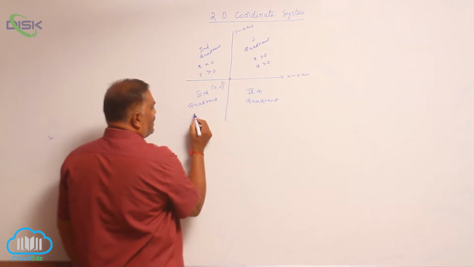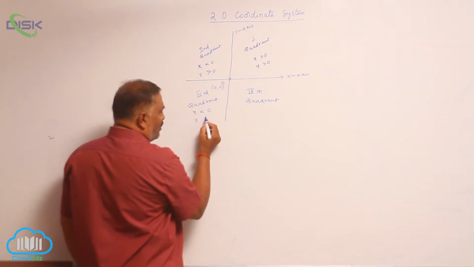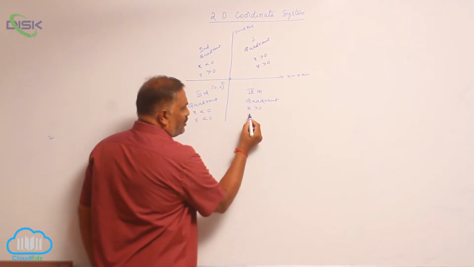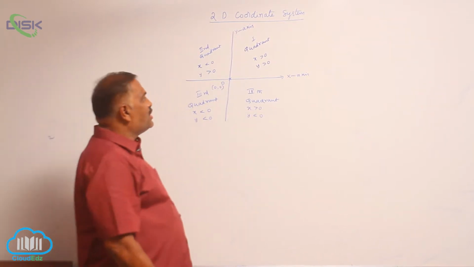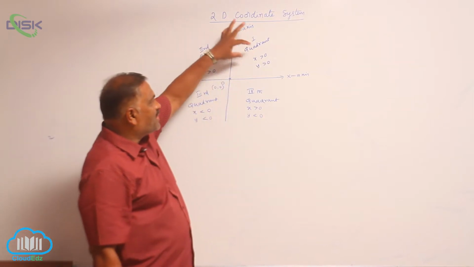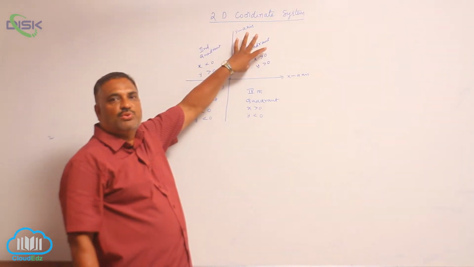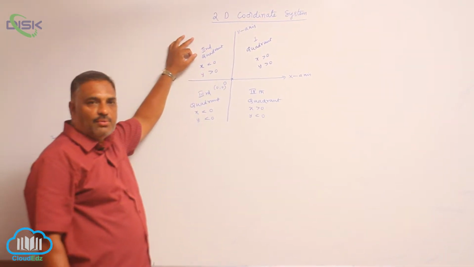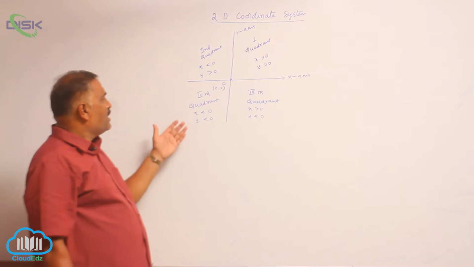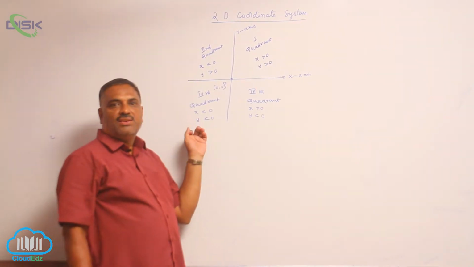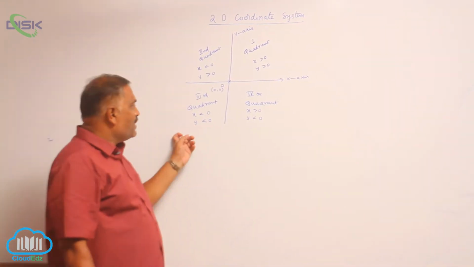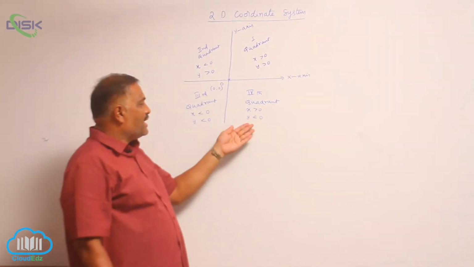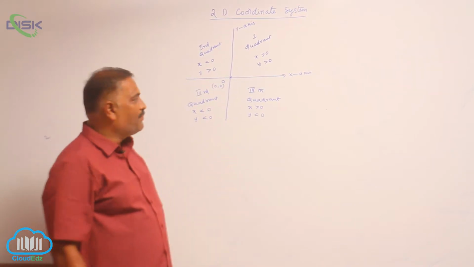But in this case it is x less than 0, y less than 0, whereas in this case x is greater than 0, y is less than 0. So any point in the first quadrant will have positive coordinates. In the second quadrant, x coordinate is negative, y coordinate is positive. In the third quadrant, both x and y coordinates are negative. In the fourth quadrant, x coordinate is positive, whereas y coordinate is negative.